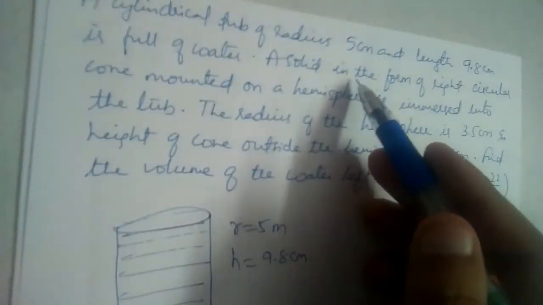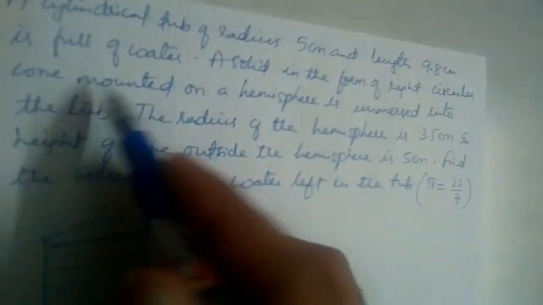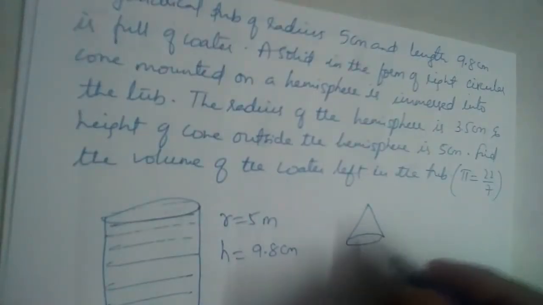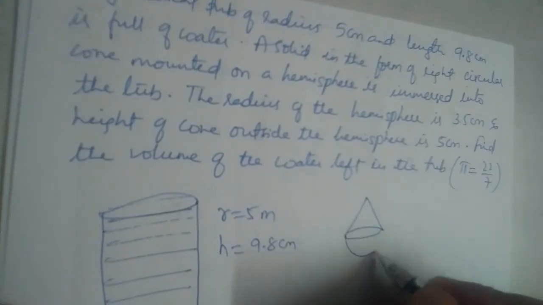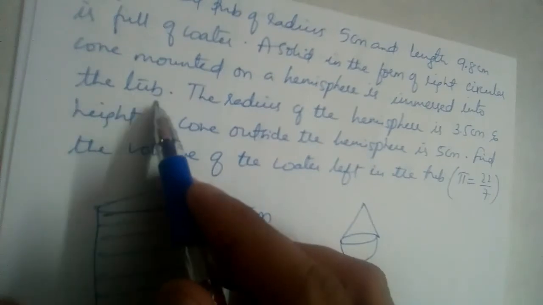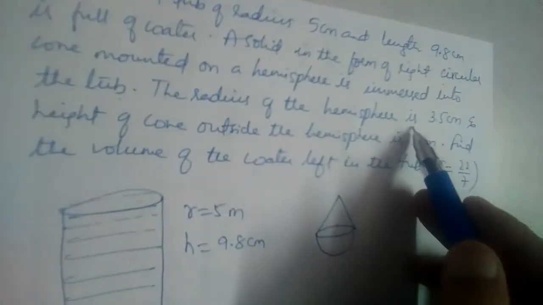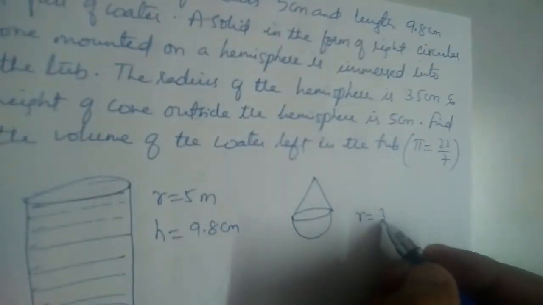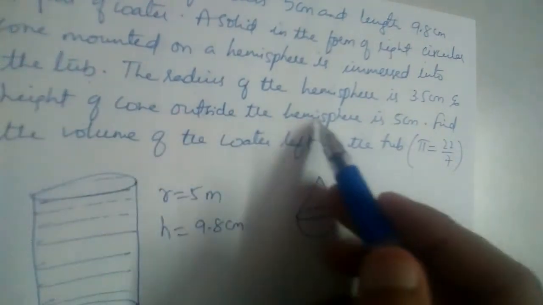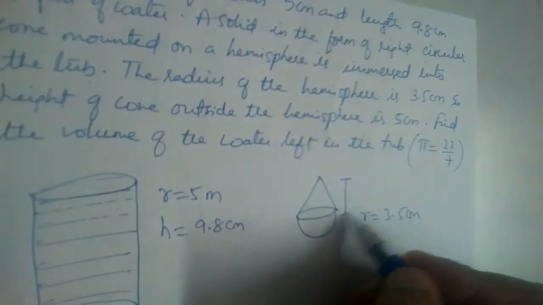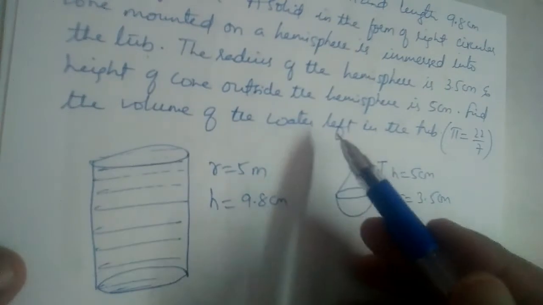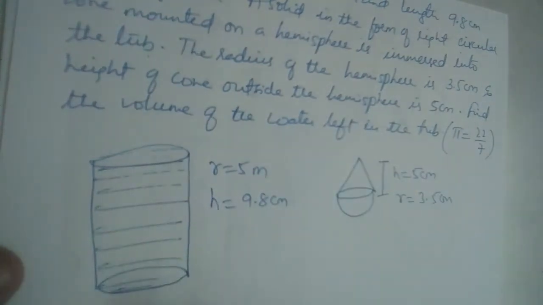Okay, a solid in the form of a right circular cone mounted on a hemisphere. That means we have a solid which is in the shape of a cone mounted on a hemisphere. This one is immersed into the tub. The radius of the hemisphere is 3.5 centimeters, and the height of the cone outside the hemisphere is 5. So that means this height of the cone is equal to 5 centimeters. Find the volume of the water left in the tub.